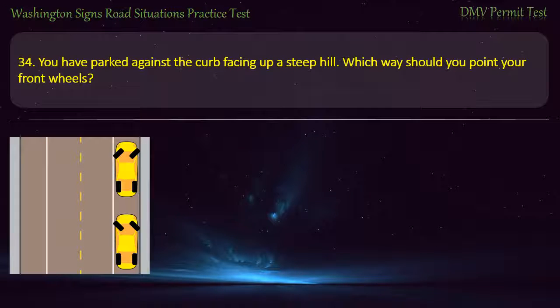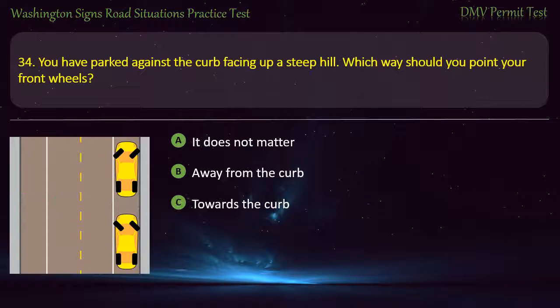Question 34. You have parked against the curb facing up a steep hill. Which way should you point your front wheels? It does not matter. Away from the curb. Towards the curb. Straight. Answer. Away from the curb.